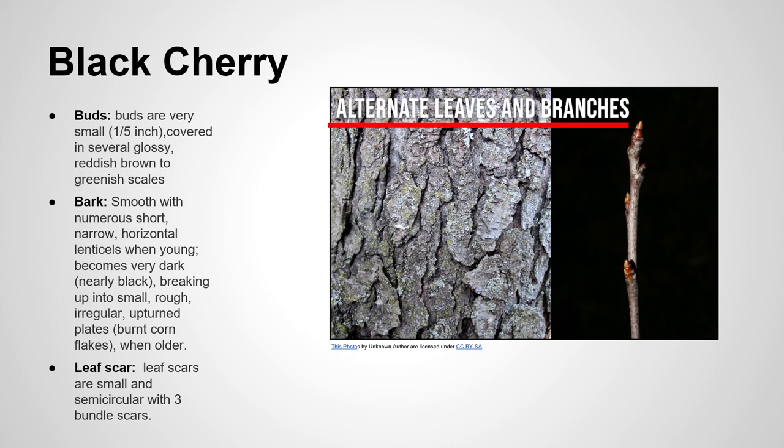A resilient and adaptable tree, the black cherry can be found in many types of places. The buds are very small, glossy, reddish-brown, and conical, sometimes sappy too. The bark is smooth with obvious pale lenticels when it's young, but over time the bark darkens and breaks into rough upturned flaking plates. The leaf scars in the black cherry are small and semicircular with 3 bundle scars in each.